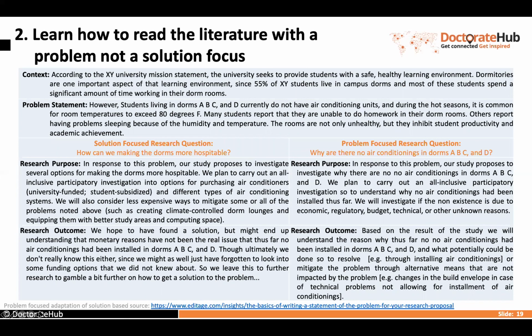In a solution-focused research question, you would look for making something better. In this case, how can we make the dorms more hospitable? But why? What is the issue with the current dorms? This would be the research question if it were problem-focused. Like on the right side, you see a problem-focused research question: why are there no air conditionings in dorms A, B, C, and D? So thereby, we immediately know what the issue is. There are no air conditionings. That results in making the dorms less hospitable.